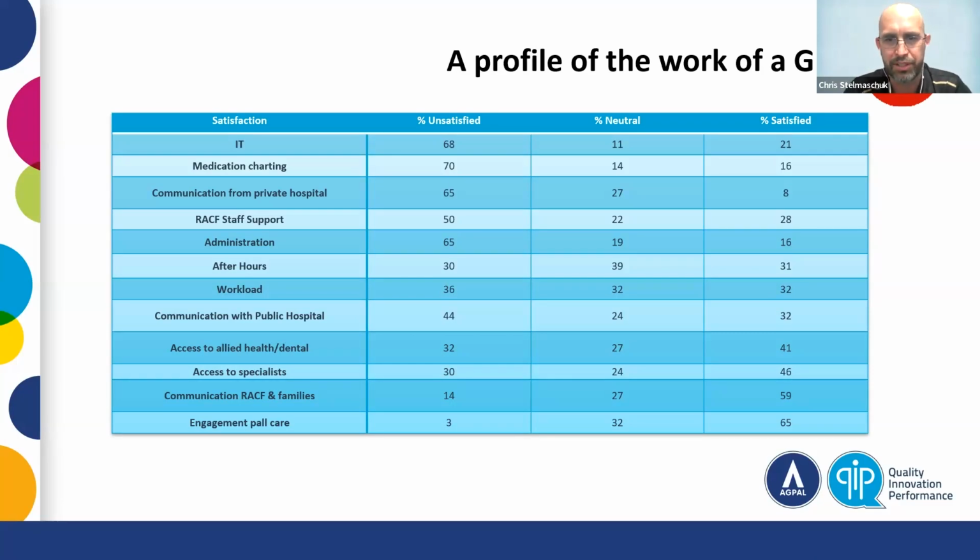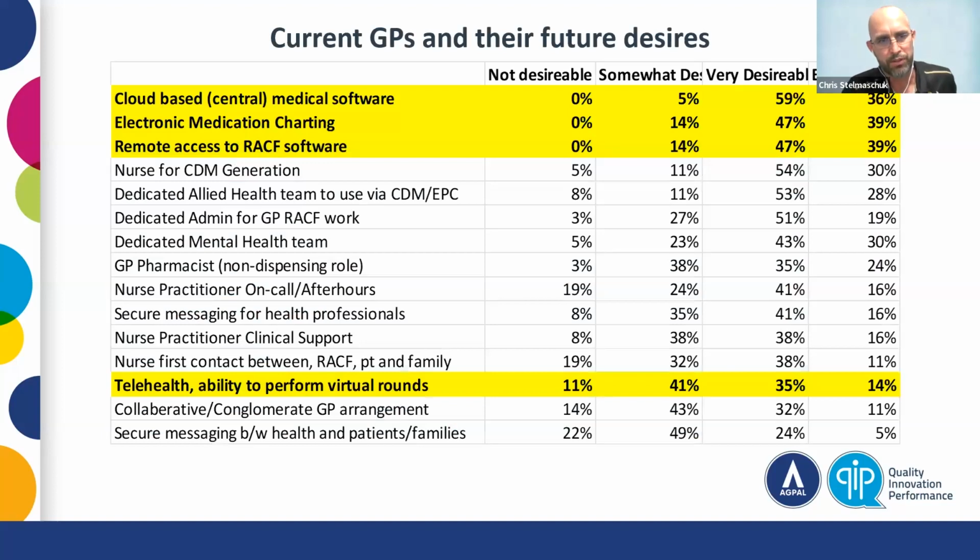After hours was surprisingly pretty neutral. There's a lot there that we are pretty happy with, things like palliative care and communication with the RACHs and families. Most of us are pretty happy with that. So what do we want? The main thing is the electronic access.